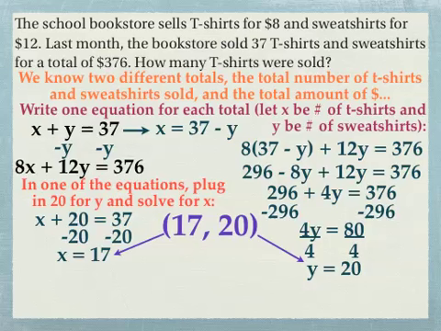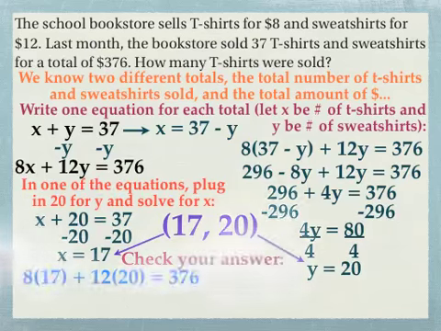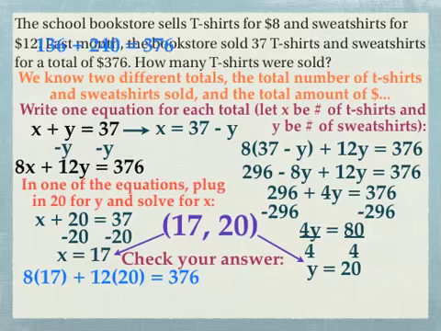I need to go ahead and check my solution in both of the equations that I started with. So go ahead and plug in 17 for x and 20 for y. When I do that, I have 8 times 17 plus 12 times 20 equals 376. Well, 8 times 17 is 136, and 12 times 20 is 240. 136 plus 240 is 376, so that ordered pair does work for that equation.